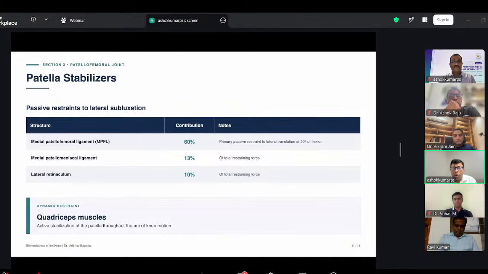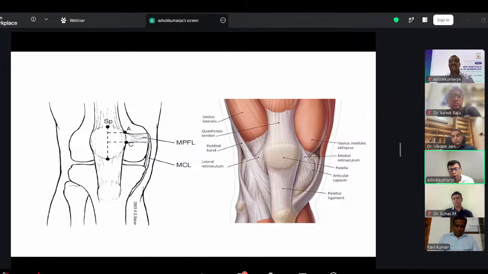We also must know the key stabilizers in non-resurfaced joints, which is the medial patellofemoral ligament, which constitutes 60% of the primary passive restraint to lateral translation, and this happens maximally at 20 degrees of knee flexion. The other contributing structures are, of course, the lateral retinaculum and the medial patellomeniscal ligament. The dynamic restraint, however, remains the quadriceps muscle, which contributes to the active stabilization of the patella throughout the arc of motion.